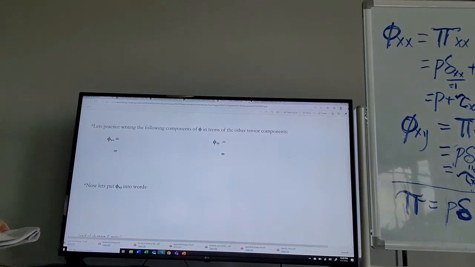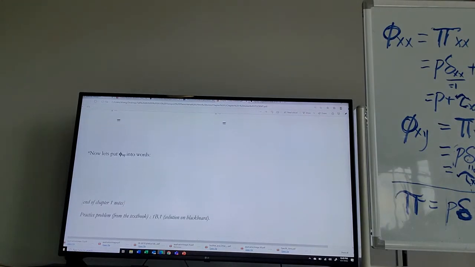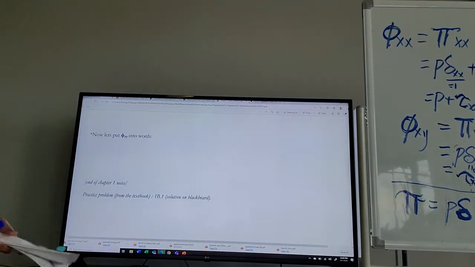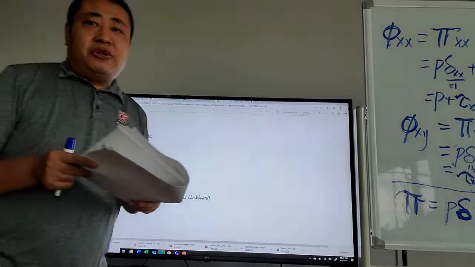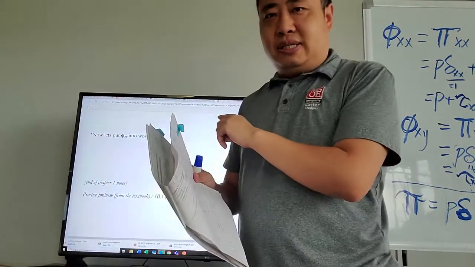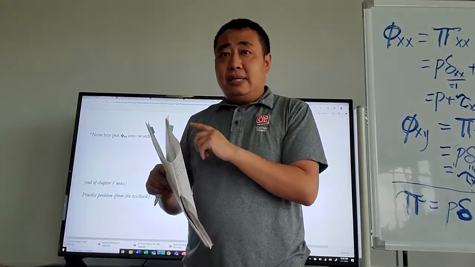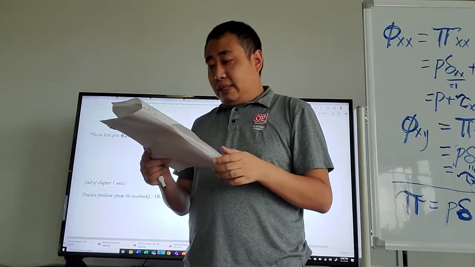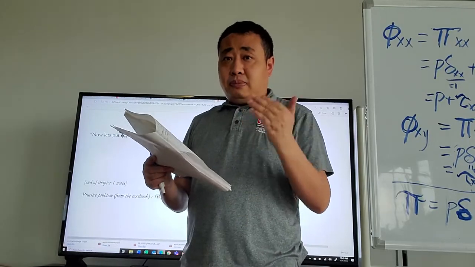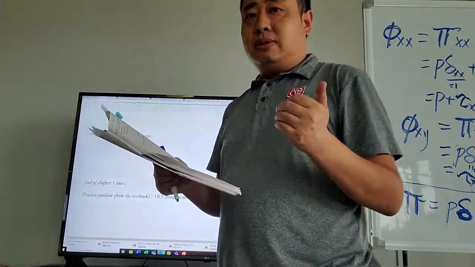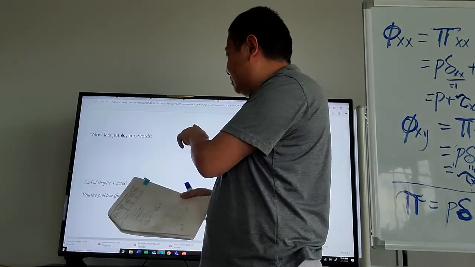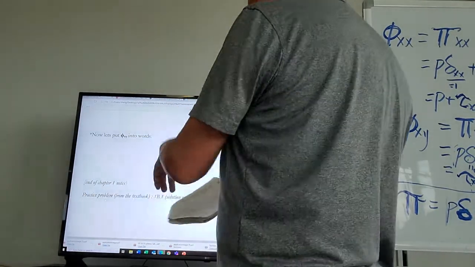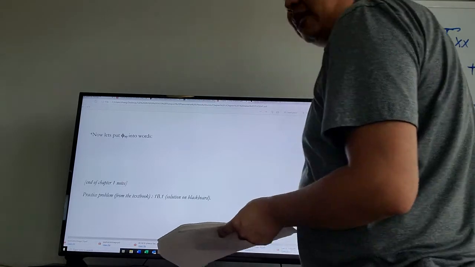So now let's put phi xy into words. What's the meaning of phi xy? Unfortunately, the textbook is wrong here. It is corrected in the newer version of the book, so make sure you do not use your textbook for this. So how do we describe phi xy?